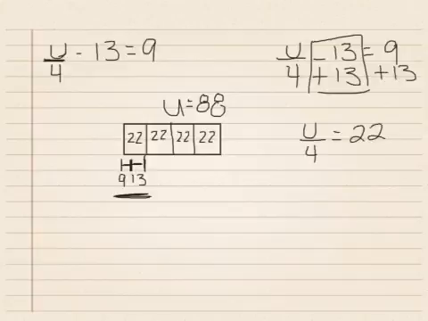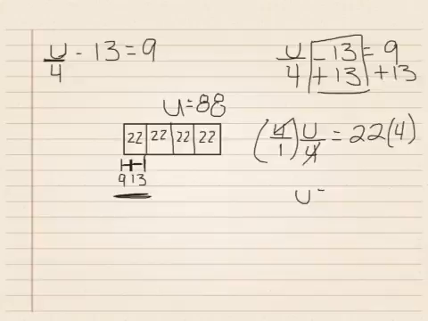If I know that 1/4 is 22, we can now multiply both sides by the multiplicative inverse, 4, which you could also write as 4 over 1, which leaves just u. And what I do to one side, I have to do to the other. So we see that u is equal to 88.